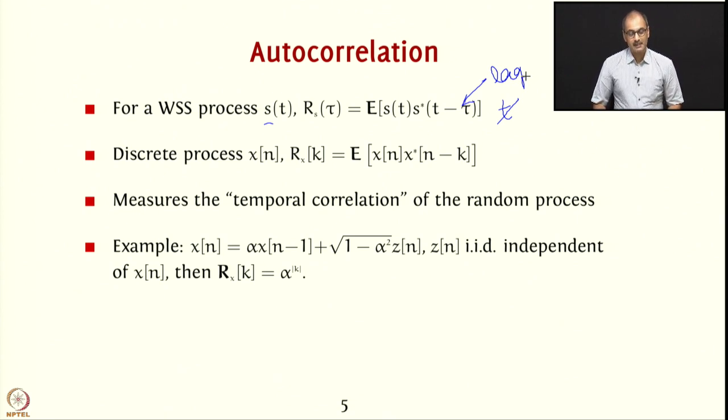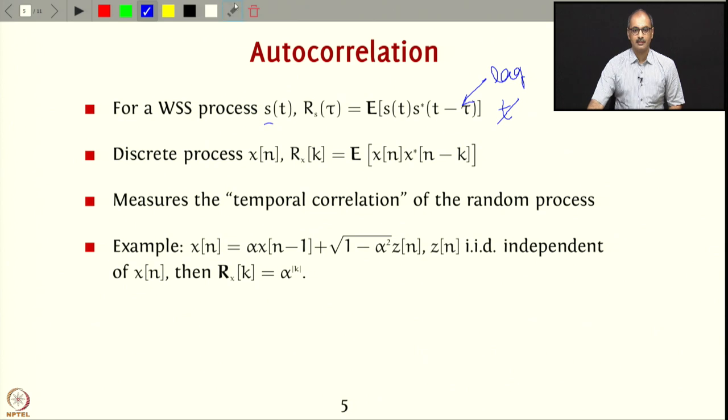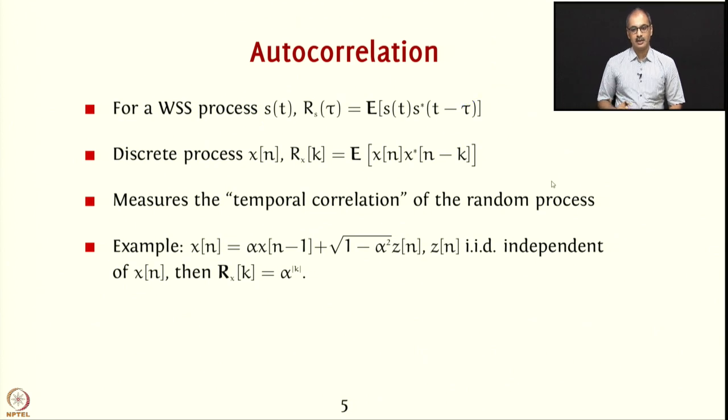For a discrete time random process, similarly, the definition can be written as expectation of Xn times X star n minus k. In this case, again, there is no n dependence. The dependence is only on the lag k. Therefore, x0 and x10 are correlated in the same way as x1 and x11 and x2 and x12, because they have a gap of 10 samples each.